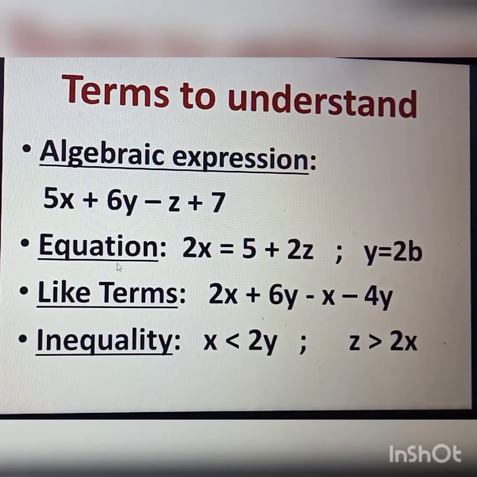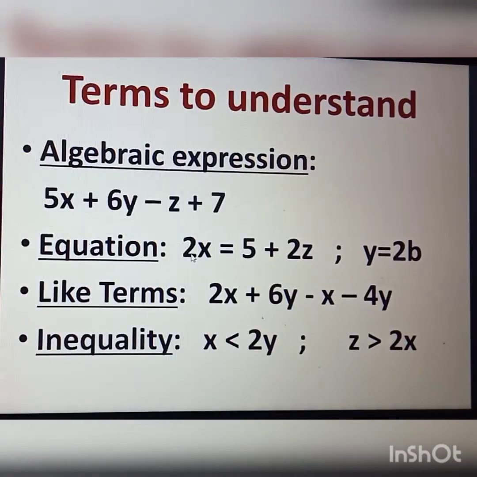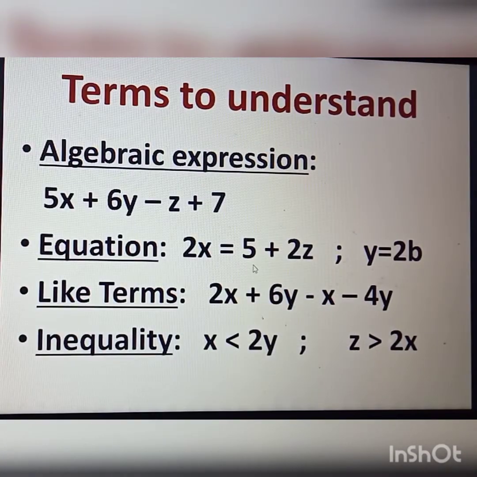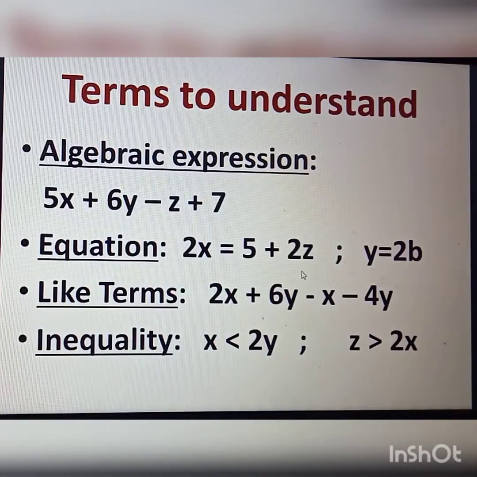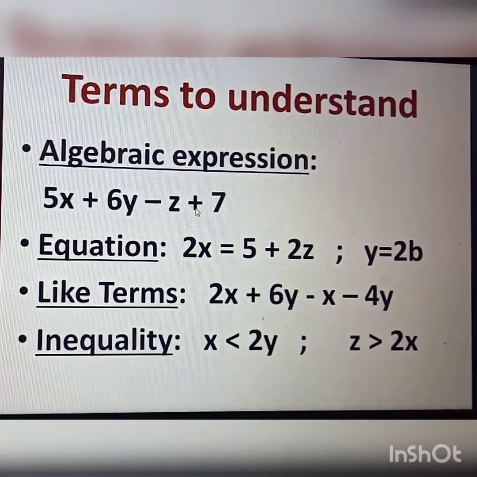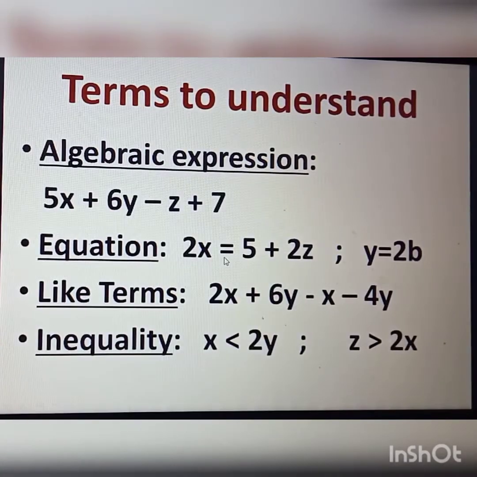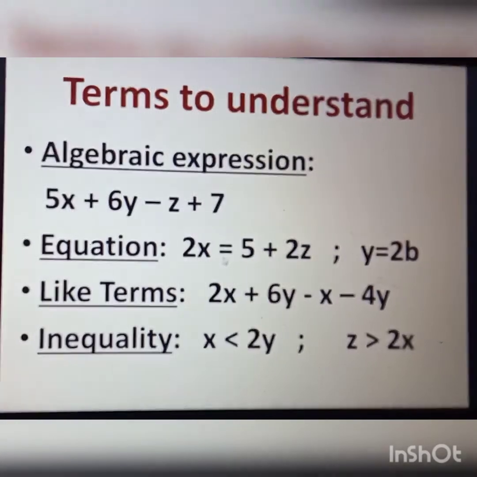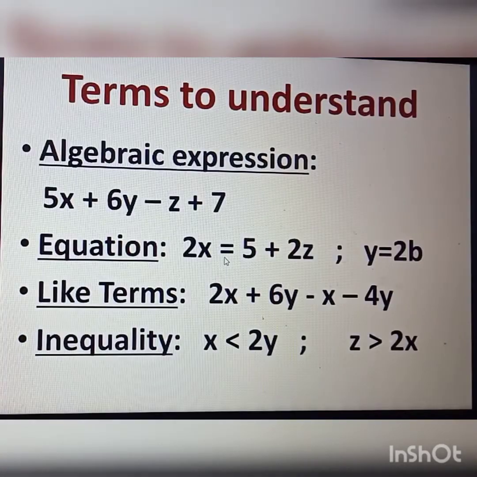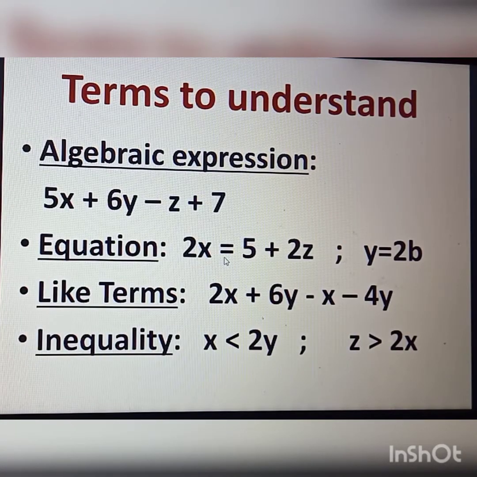Moving towards equation, this is an example of an equation: 2x is equal to 5 plus 2z. This is an equation, and there is a very slight difference between an algebraic expression and an equation. What is that? Can you identify it? Yes, the only difference is the equal sign. When an equal sign is introduced within variables, coefficients and constants, then that is called an equation. So this is a very simple and easy way to understand what an equation means.